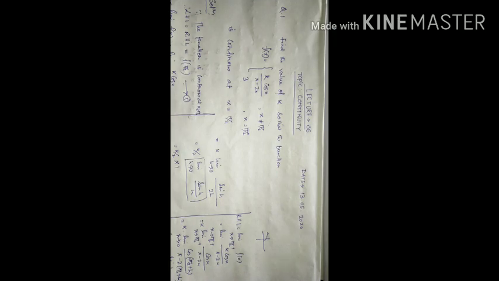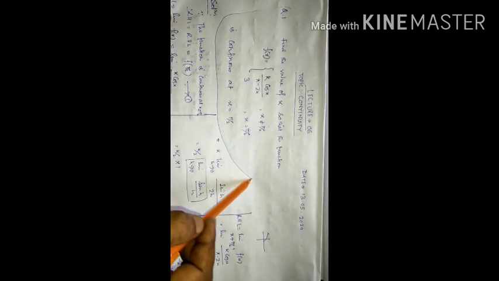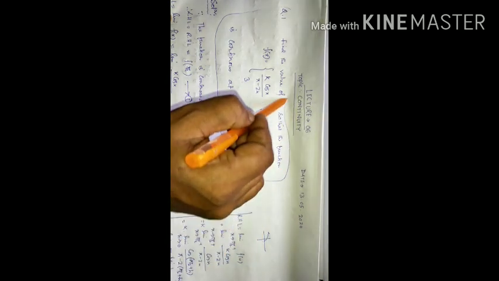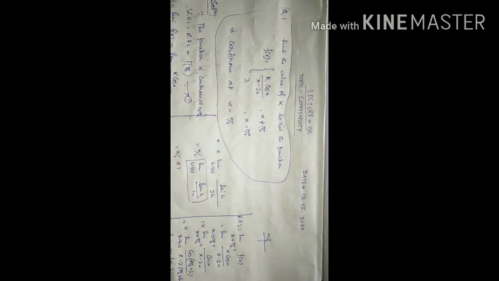The problem is on your screen. This is your question. The question is, find the value of k so that the function f(x) = k cos x / (pi - 2x) where x is not equal to pi by 2, and f(x) = 3 when x is equal to pi by 2, is continuous at x = pi by 2. Okay, so I will start the solution in this way.